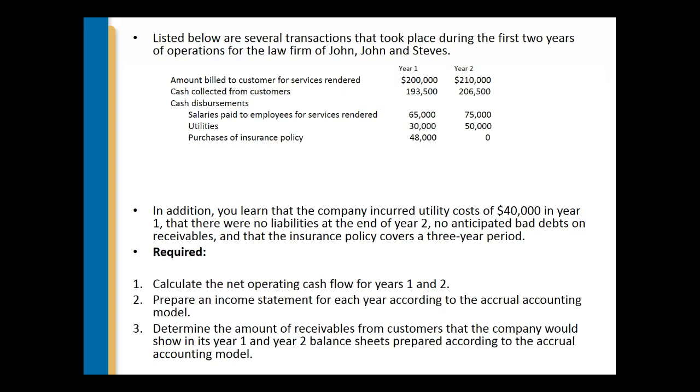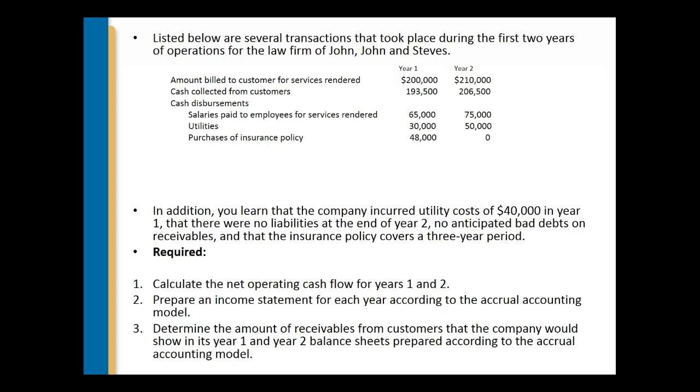Then we had cash disbursements. We had salaries paid. In year 1, $65,000. In year 2, $75,000. Utilities, $30,000 and $50,000 respectively. And then purchases of insurance policies. Year 1, $48,000.